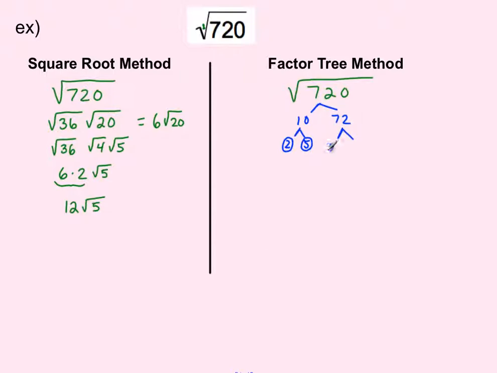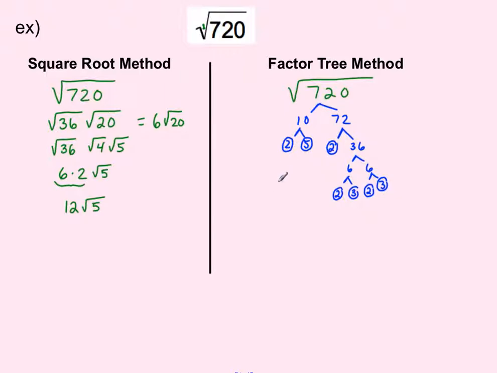72 is even, so I know it's divisible by 2. And 2 times 36 is 72. 36 is not prime, so I keep going. 36 is 6 times 6, is what jumps to mind, so I'm just going to go with that. 6 is 2 and 3, and again, maybe different numbers are jumping to mind for you, but at the end, our list of numbers should be the same. So I only want the prime numbers at the bottom.